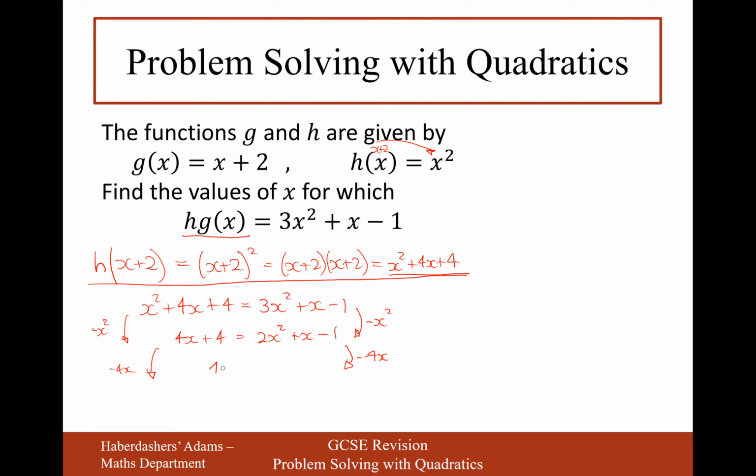So that's going to be 4 left behind. 2x squared. I have x minus 4x, that's minus 3x. And then take away 4 onto the other side. I have 0 equals 2x squared minus 3x minus 5. I do feel like this factorizes actually. I might give it a go.